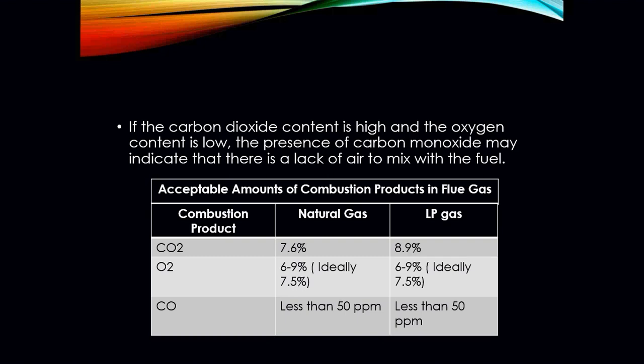Okay, so acceptable amounts of combustion products in a flue gas. This chart here is really important. If we're dealing with natural gas, we are looking at CO2 somewhere around 7.6%. LP, about 8.9%. O2, ideally for natural gas, 7.5%. Same goes for LP gas. Our CO, we are looking for less than 50 parts per million for carbon monoxide on any reading that we're taking. If you have anything other than that, you've got an issue.